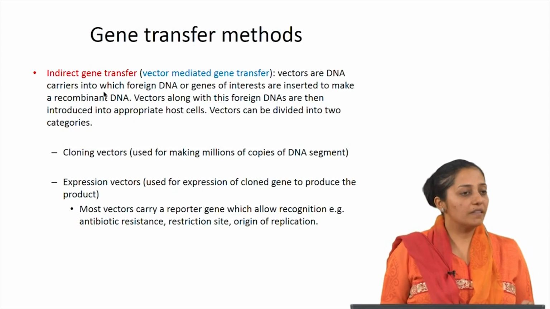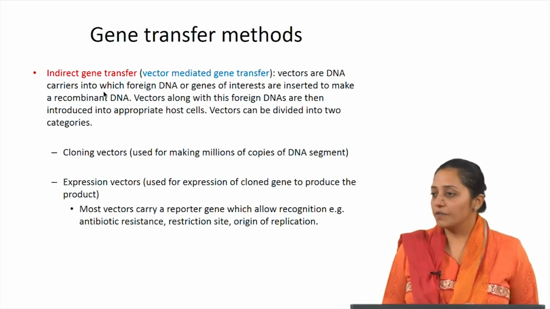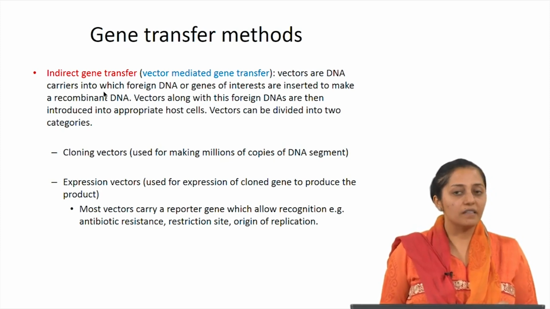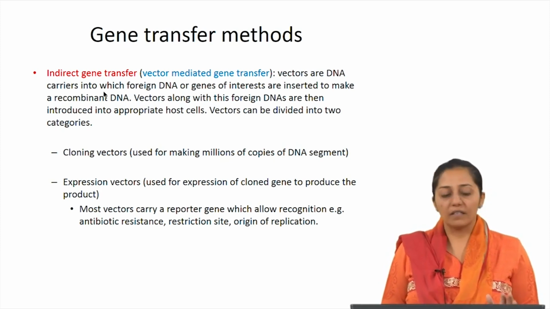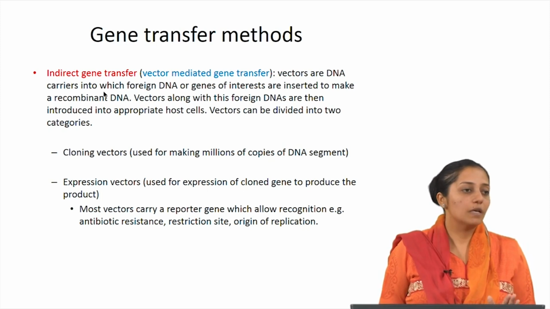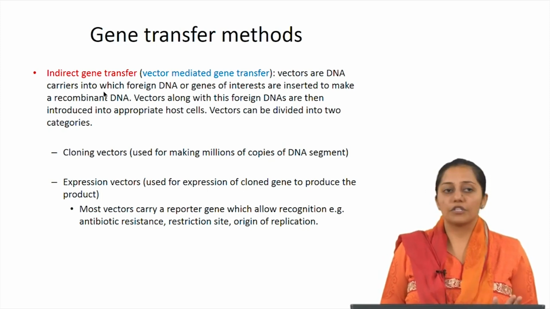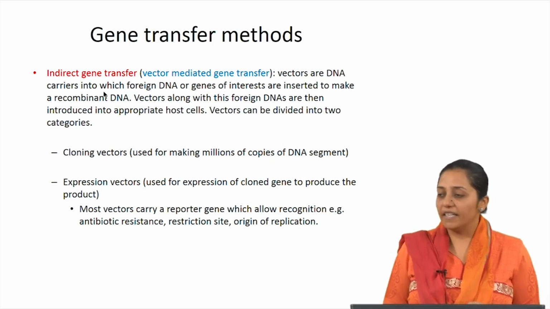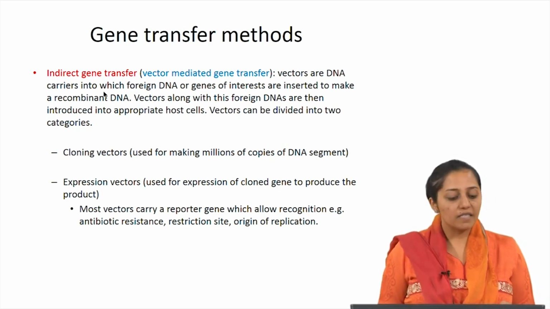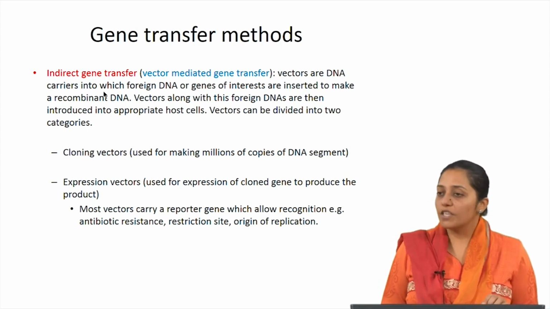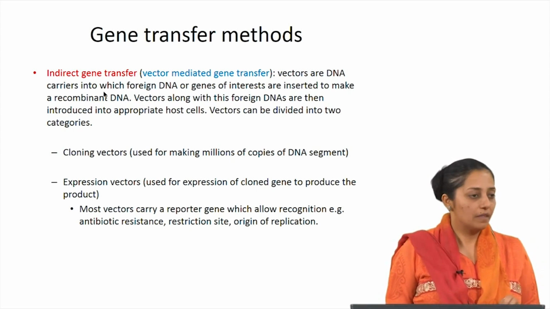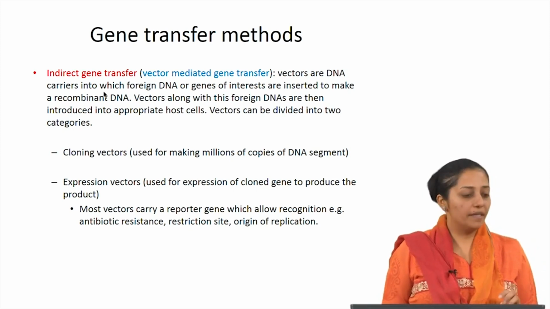Now, gene transfer methods: one is indirect gene transfer and the other is direct gene transfer. We will take up the direct gene transfers later. The indirect gene transfer methods are the most frequently used for transgene integration into plant cells. Indirect gene transfer is vector mediated gene transfer. Vectors are DNA carriers into which foreign DNA or genes of interest are inserted to make a recombinant DNA.